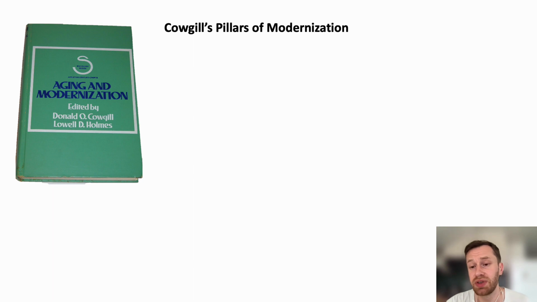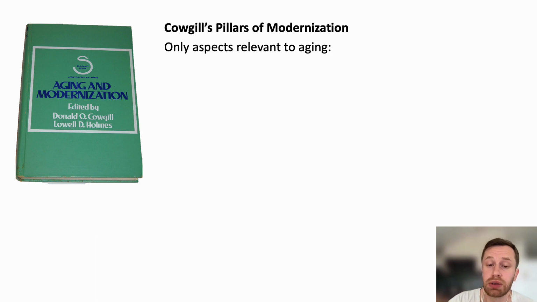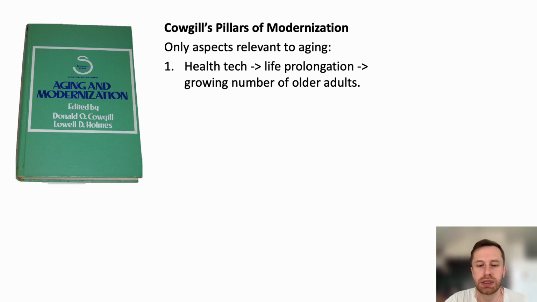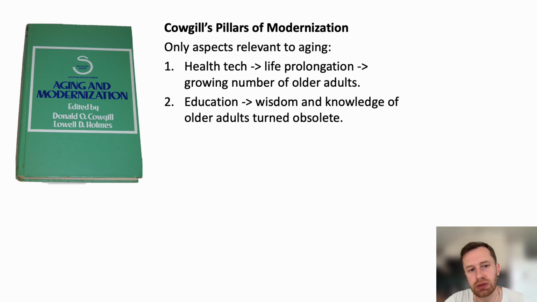This is a very specific understanding of the modernization. It is limited to the aspects that are only relevant to the status of older people. There are many aspects, and we focus on four of them. First of all, it's a development of health technology, which came with modernization. It led to life prolongation, and it leads to a growing number of older adults, which is also known as an aging of society. Second, there is education.